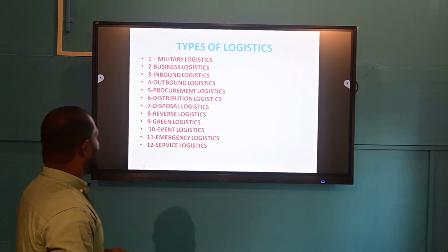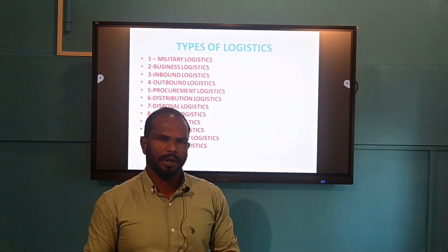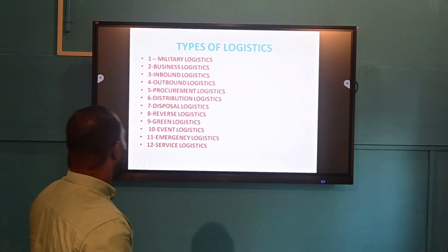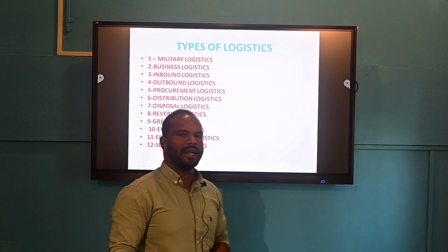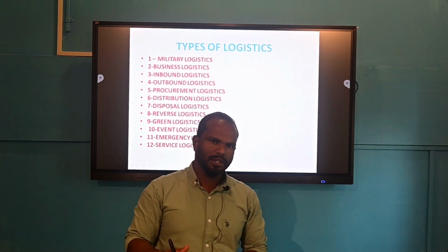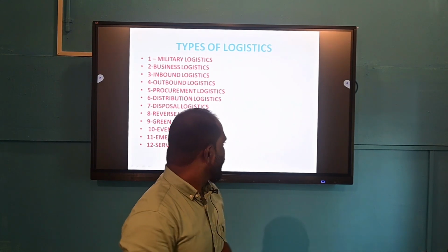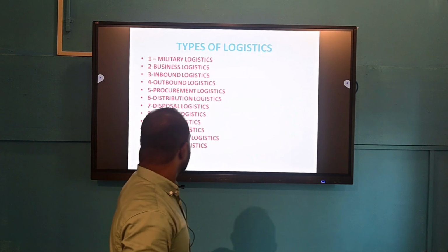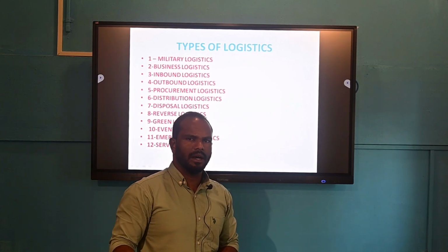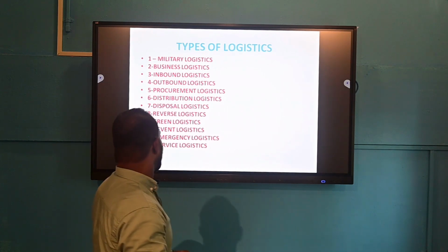The next point, disposal logistics. Disposal logistics simply means disposing of the product. Next point, green logistics. Green logistics is an emerging trend, an ecosystem logistics. Companies are most probably using green logistics nowadays because its importance is improving day by day. Nowadays companies are using paper covers, then electric vehicles for moving goods from one place to another.